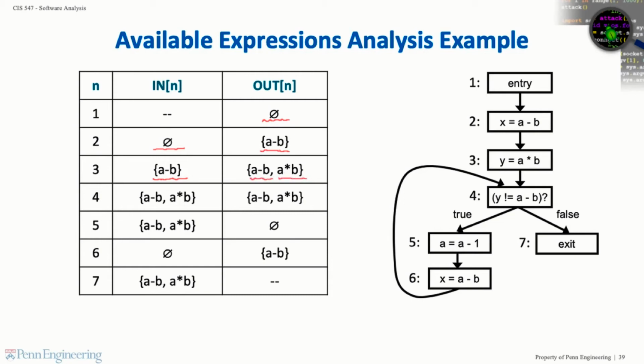Node 4 is a bit tricky. Our inset at this point is a minus b and a times b. Note that this is not the only path to this program point, but we have not computed the outset of node 4's other predecessor yet. So we'll need to make at least another pass through this table before the algorithm stabilizes. Nothing is killed or generated at this node, so we copy the inset to the outset.